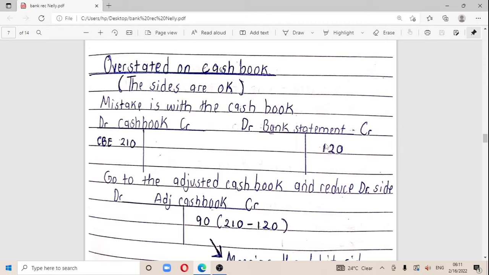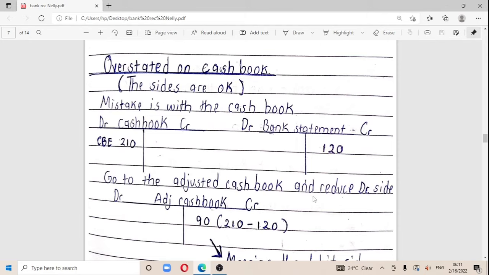So I first look out who's correct. I realize that the bank is correct. So I get to know that I must be having this 120. You see it's on the credit side. So on the cash book it must be on the debit side. So I already told you the sides are okay. So what am I going to do? What I'm going to do, I'm going to first know how much this figure is being overstated. So I'm going to find a difference. So 210 minus 120. This is what I have done.